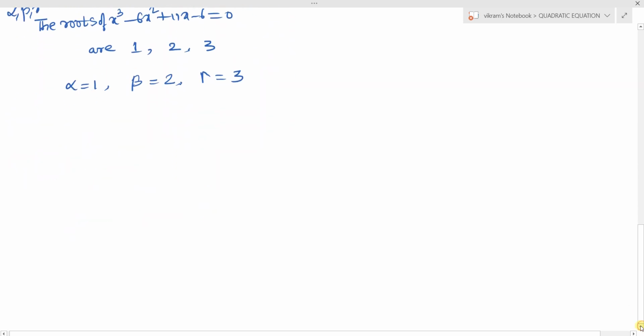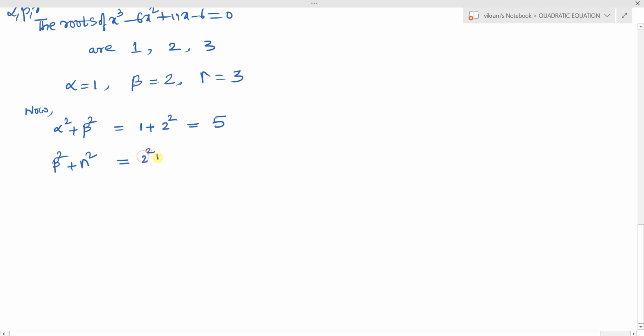Now we have found the roots of the given polynomial equation. Then what is he asking? He is asking us to find alpha square plus beta square. What is the value of alpha square plus beta square? 1 square plus 2 square, which is 5. Next, beta square plus gamma square.